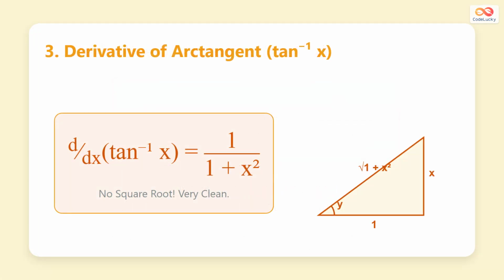Moving on to arctangent of x, this is one of the most important formulas because it does not involve a square root. The derivative is simply 1 over the quantity 1 plus x squared. This clean formula makes it very common in integration problems.